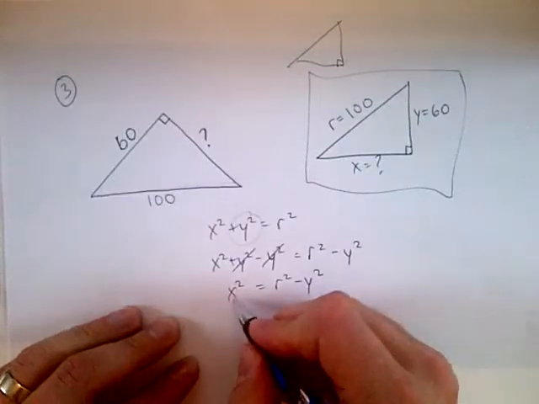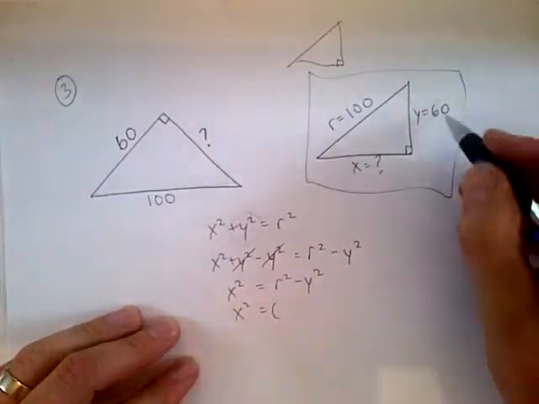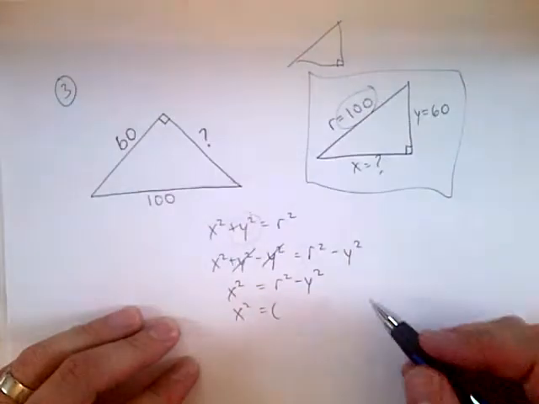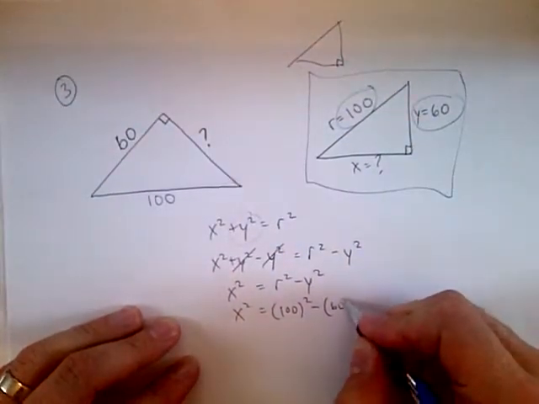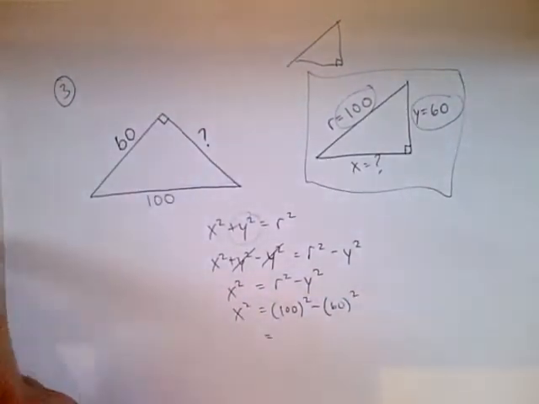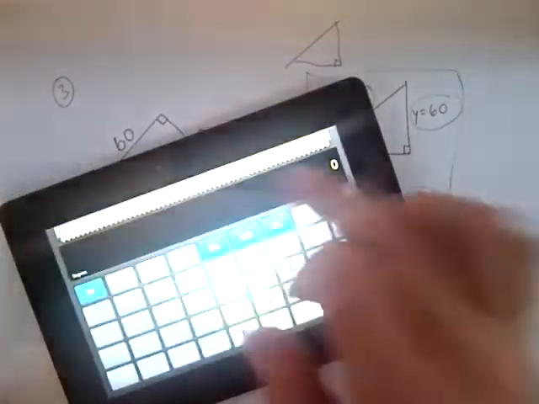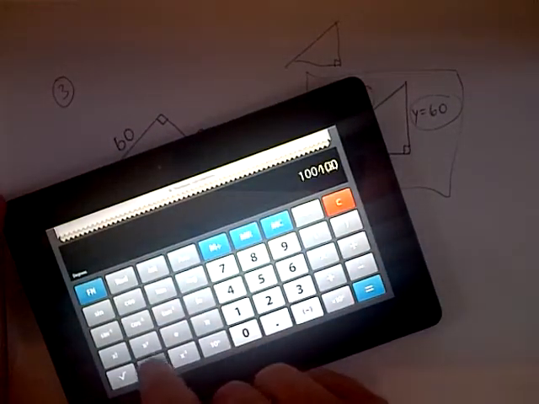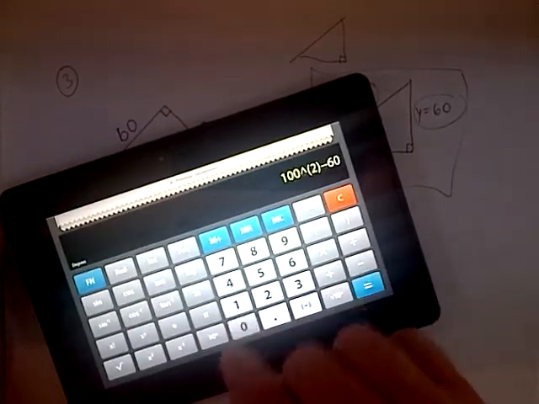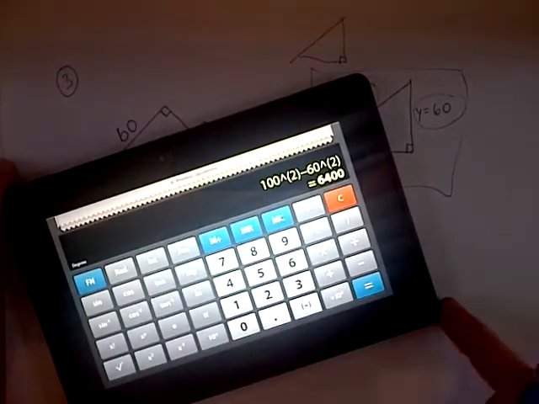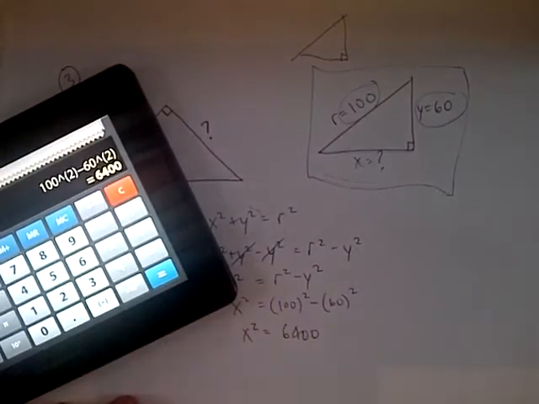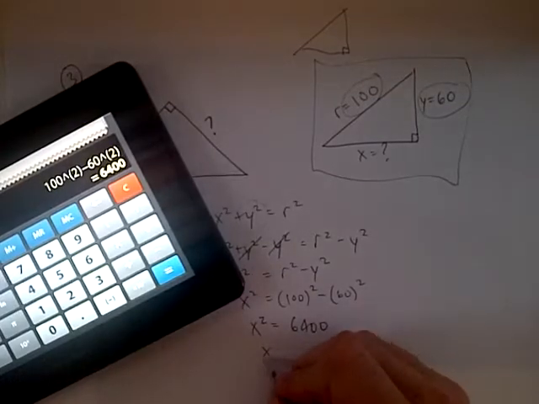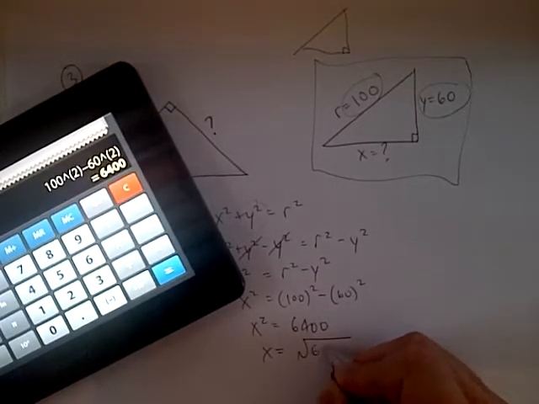We know that r is equal to 100. So that's 100 squared minus 60 squared. So I can do that with my calculator too. 100 squared minus 60 squared. Alright, 100 squared minus 60 squared equals that, 6400. Okay, 6400. x squared is equal to 6400. Okay, so x is equal to the square root of 6400.